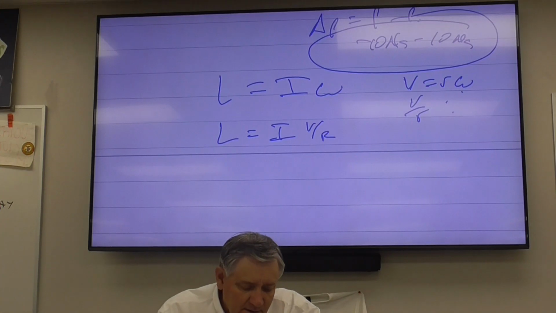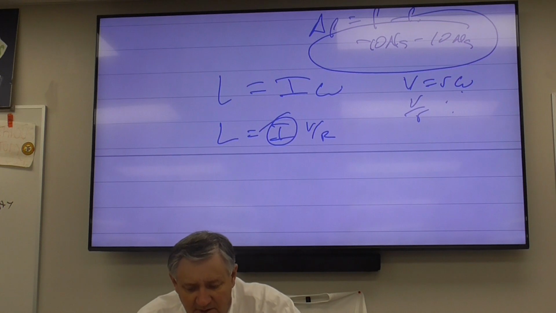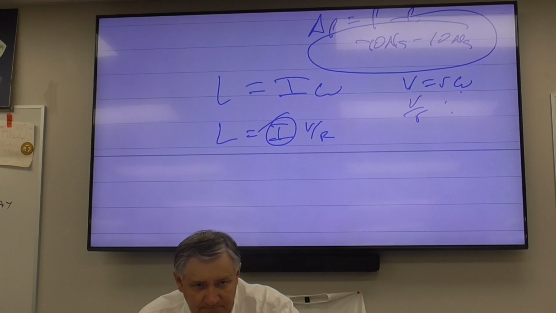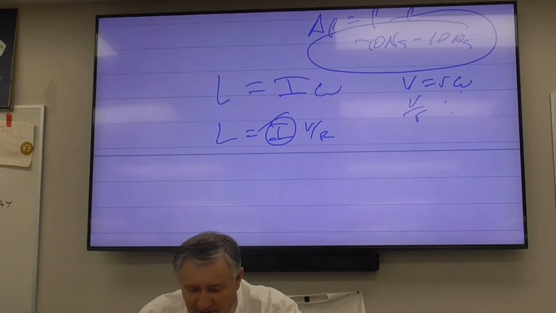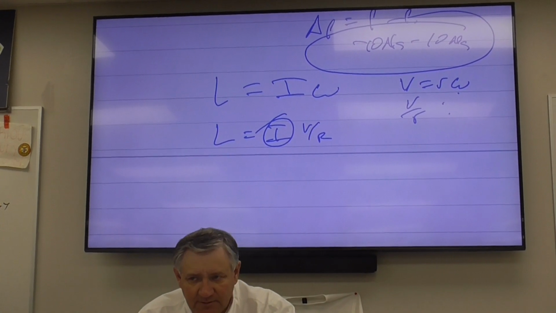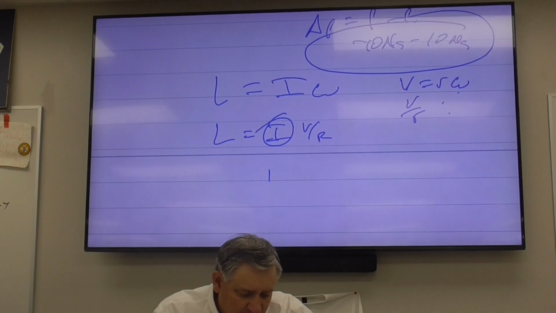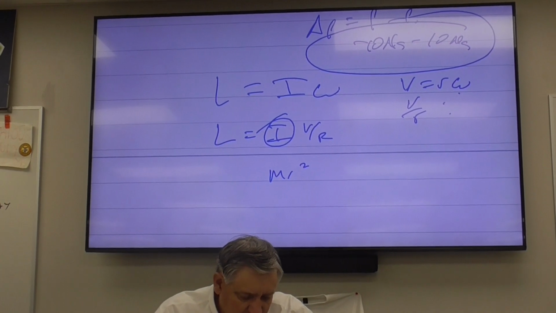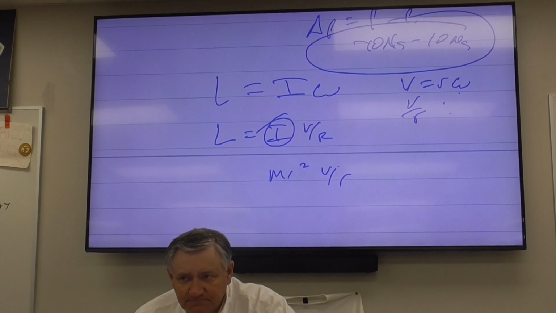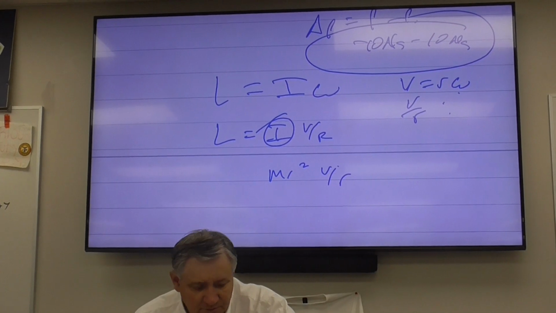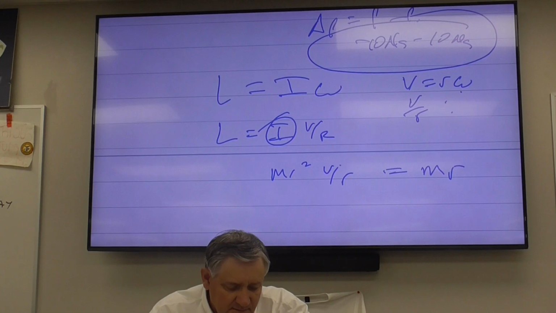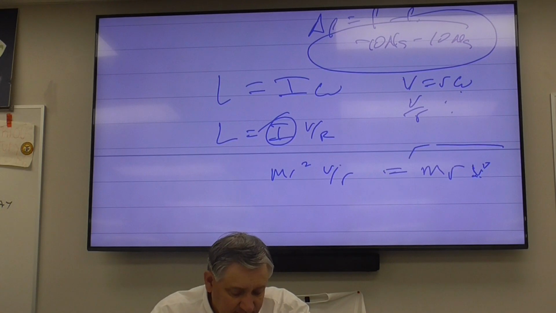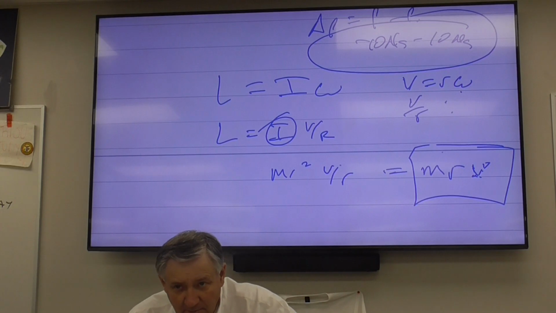Now, here's the story. What's the simplest way, the most generic way, to calculate moment of inertia? R squared. mR squared times V over R, right? True? One of the R's cancels, and you get MRV. MRV. Not Mr. T, but Mr. V. Okay? So you have MRV.